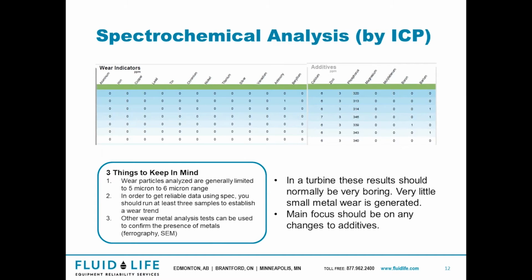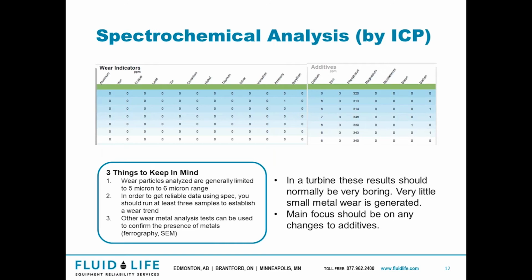ICP results, as you can see from the example on the slide here, are also very boring. There's not a lot of small metal wear generated in a turbine. And three things to keep in mind: wear particles analyzed are generally limited to 5 to 6 microns. So anything you see in this line of the report is going to be very, very small particles.